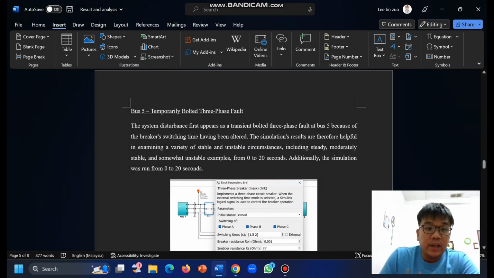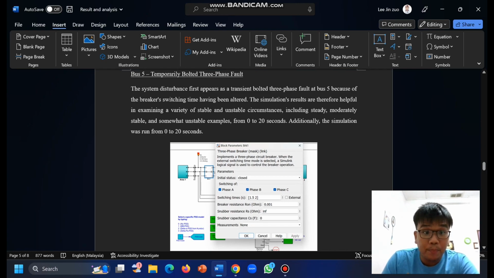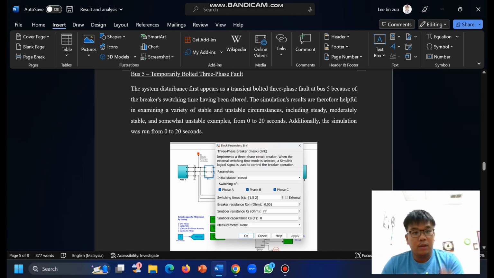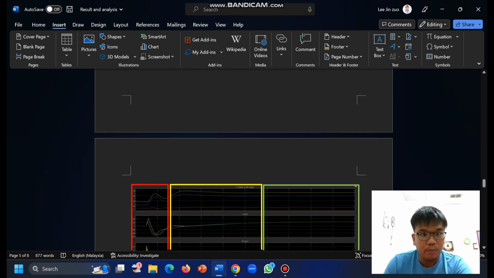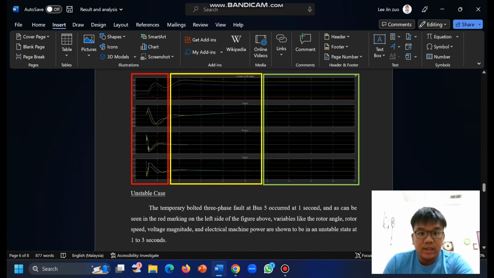Next will be the bus 5 temporary 3-phase fault. So here is the MATLAB system. The system disturbance first appeared as a transient 3-phase fault at bus 5 because the breaker switching time has been selected, and the simulation results are therefore helpful in examining a variety of stable and unstable circumstances, including steady, marginally stable, as before, from 0 to 20 seconds, which is the same as the previous bus. So here is the graph obtained from the simulation in MATLAB, indicated by red, yellow and green.